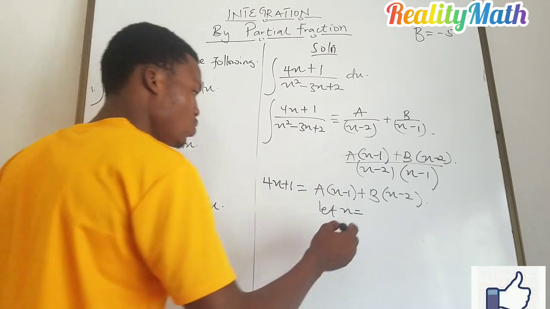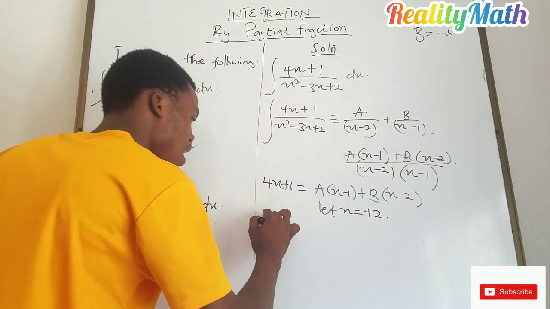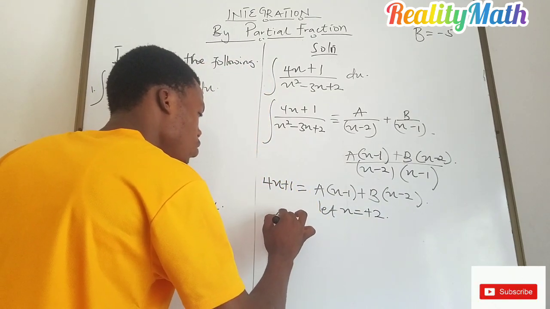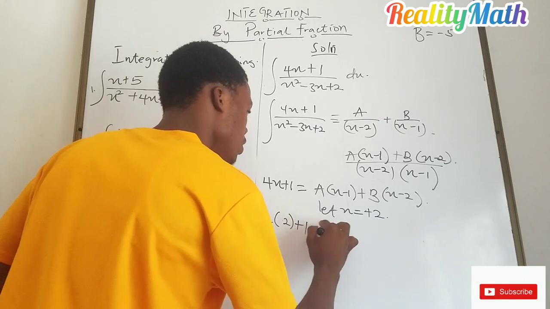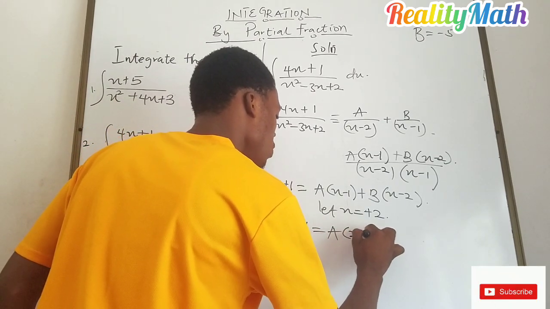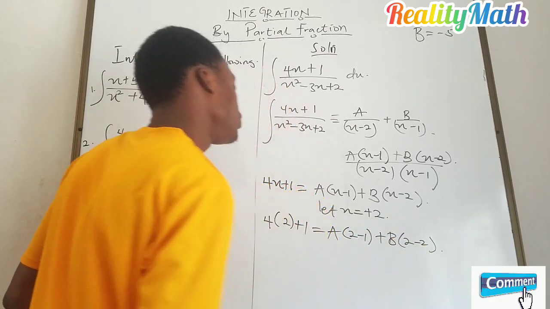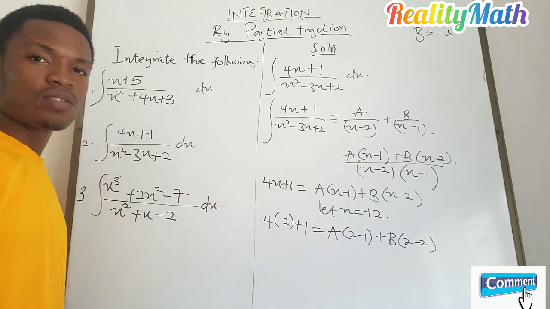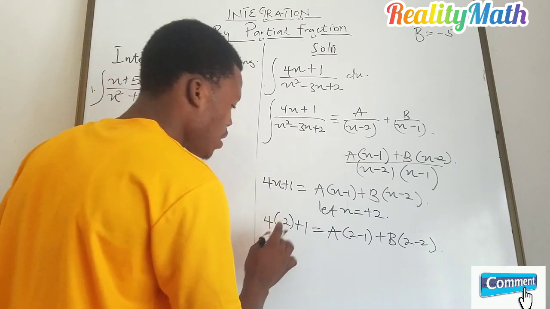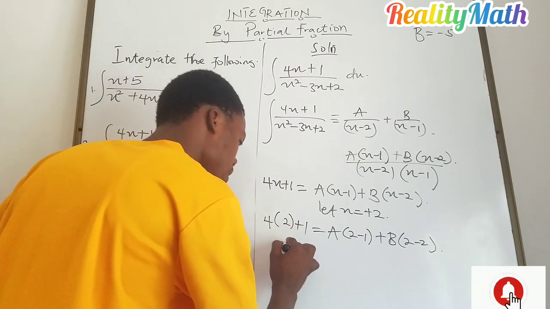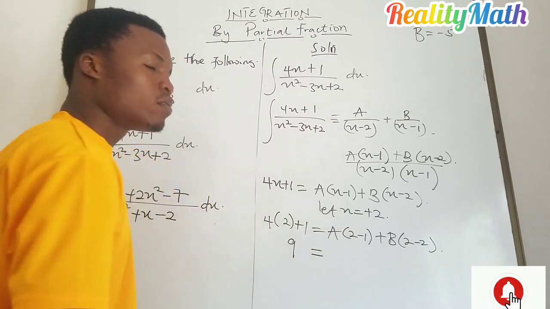Okay, so this is going to be, let x be positive 2. So it means that I have 4 times positive 2 plus 1. Let me take it off. This is going to be a into bracket 2 minus 1 plus b into 2 minus 2. Okay, so we've done substitution. After this substitution, we now have 4 times 2 is 8, plus 1, 9. So 9 is equal to 2 minus 1, positive 1.